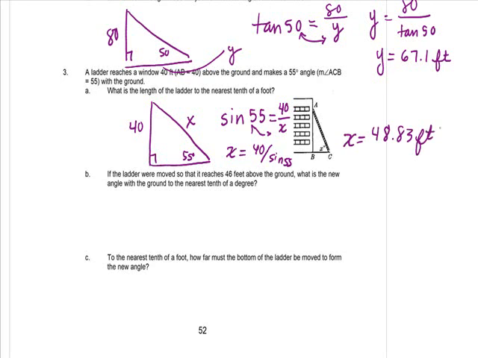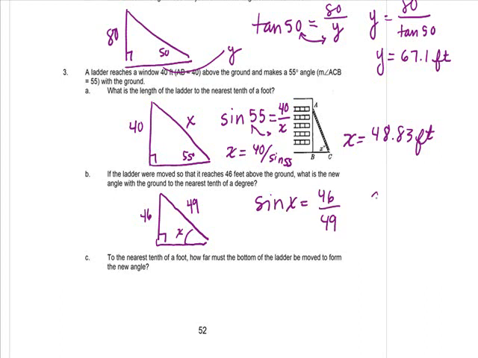If the ladder were moved so that it reaches 46 feet above ground, so our height is now 46, what is the new angle? So we're going to use our ladder here. Can we round that to 49? Sure. Our ladder, which we found in part A, we're rounding to 49. And it wants to know the new angle with the ground. Which trig function should we use, Mr. Stern? Still opposite over hypotenuse, so it's still sine. So the sine of x is equal to opposite 46 over 49.